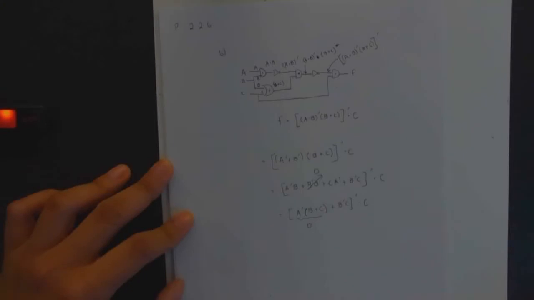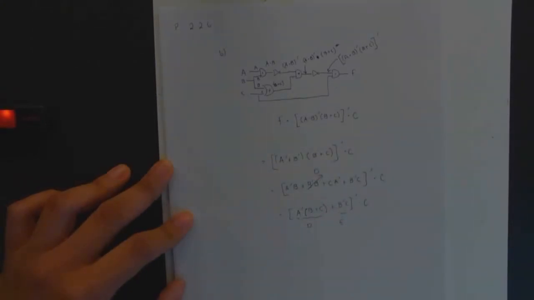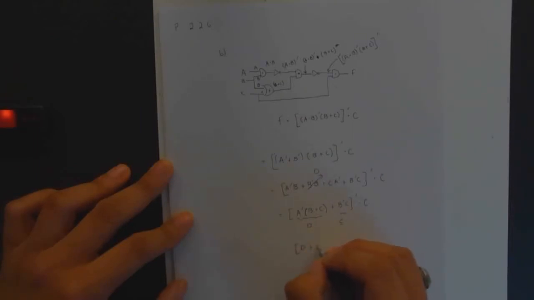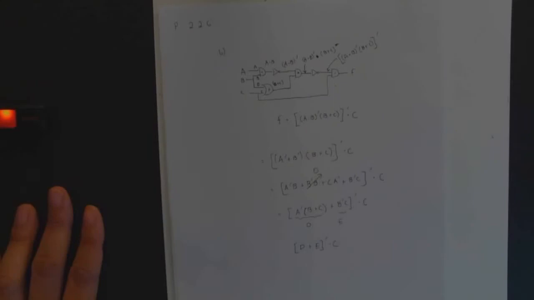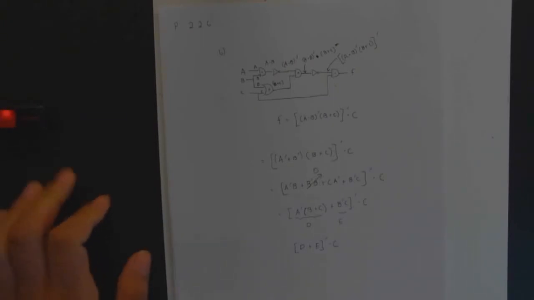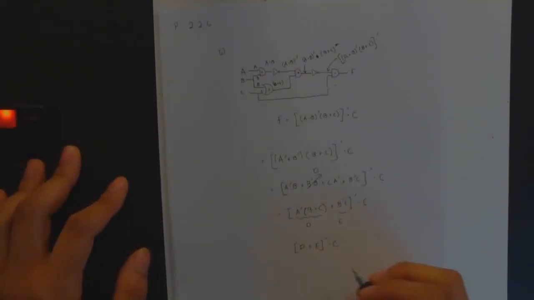So then, here's where I'm going to try and apply a little bit of trickery. We have this factor here, we'll call D, and this factor here, we'll call E. D and E. So we're just going to do a straight substitution. We have D or E prime times C. Or not times, and C. Keep my language straight.